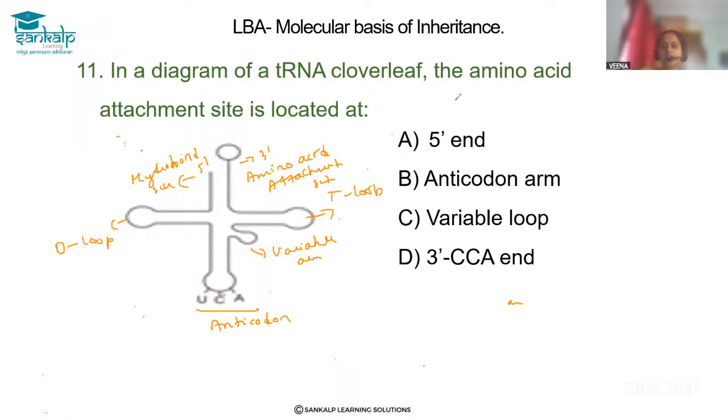Okay, so here they are asking about the clover leaf of tRNA, the amino acid attachment site. So the correct answer is not the 5 prime end, that is the hydrogen bonding site. Anticodon arm is also not correct. Variable arm is also not correct. So the 3 prime CCA end of the 3 prime is the amino acid attachment site. Okay, thank you.